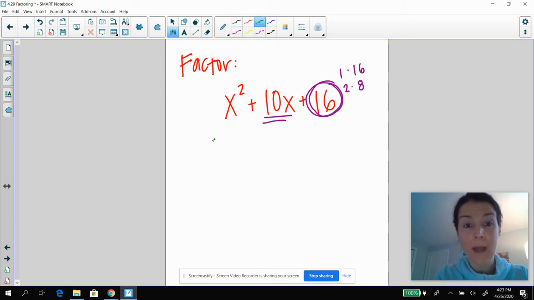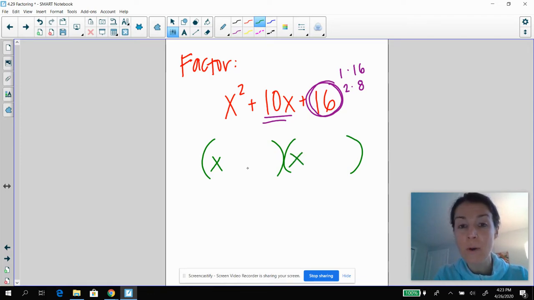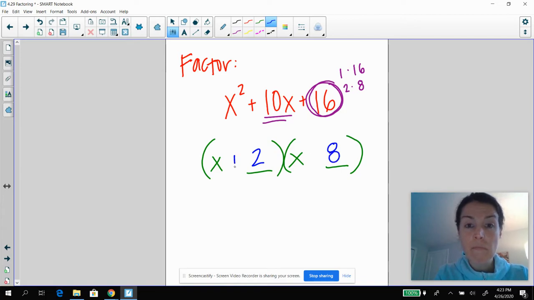Look what I do. I make my little binomials. I like to draw them both first. I've got my x's in here. And then I know that whatever is left in here, the 2 numbers that go in these slots, when I add them together, they get me 10x. And when I multiply them together, they get me 16. So if I put in a 2 and an 8 here, we can say that this is now the factored form of that trinomial.